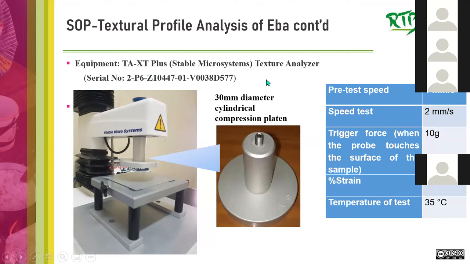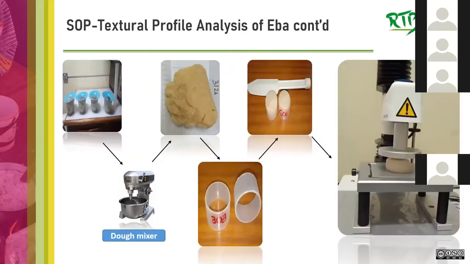the Stable Micro Systems texture analyser, with the serial number. This is the probe we use, and this is the picture here. The pretest speed is 1 mm per second, and the test speed is 2 mm per second. The trigger force is 10 gram, the percentage strain is 50%, and the temperature of the test is 35 degrees centigrade.